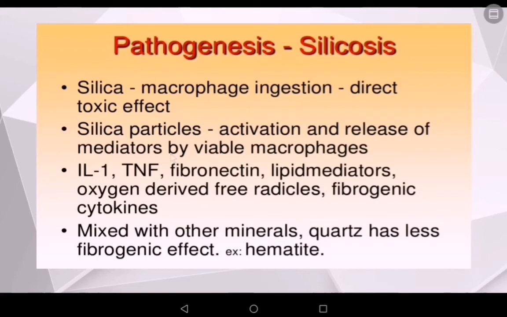Let's talk about the pathogenesis of silicosis. Silica particles deposit in the lungs and are cytolytic to alveolar macrophages. These particles then activate and cause the release of mediators by the viable macrophages. The mediators involve interleukin 1, tumor necrosis factor, fibronectin, lipid mediators, oxygen-derived free radicals, and fibrogenic cytokines. These are also mixed with other minerals, but some, for example hematite, have less fibrogenic effect. Silica decreases cell-mediated immunity because macrophages fail to kill the phagocytosed agents.